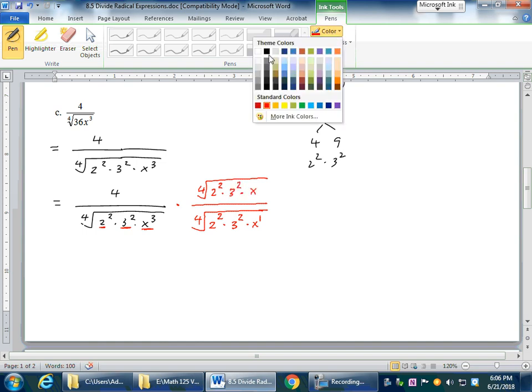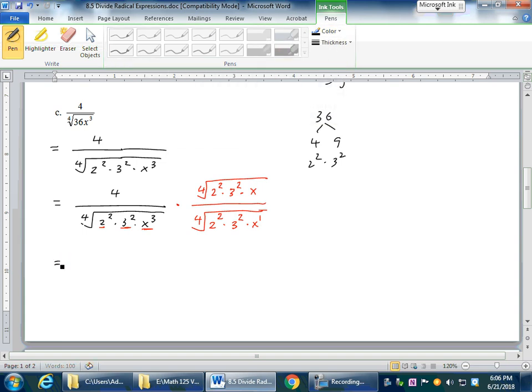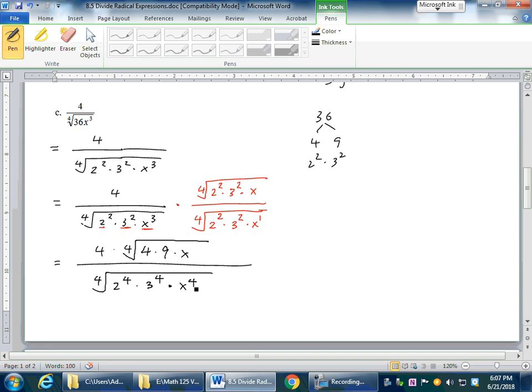So simplifying this, when I multiply it out, this will become 4 times the fourth root of, my bad, the fourth root of 2 squared is 4, 3 squared is 9 times x. And in the denominator, this will become the fourth root of 2 to the fourth power, because 2 squared times 2 squared is 2 to the fourth power, times 3 squared times 3 squared is 3 to the fourth power, times x to the third times x, that will give me x to the fourth power.